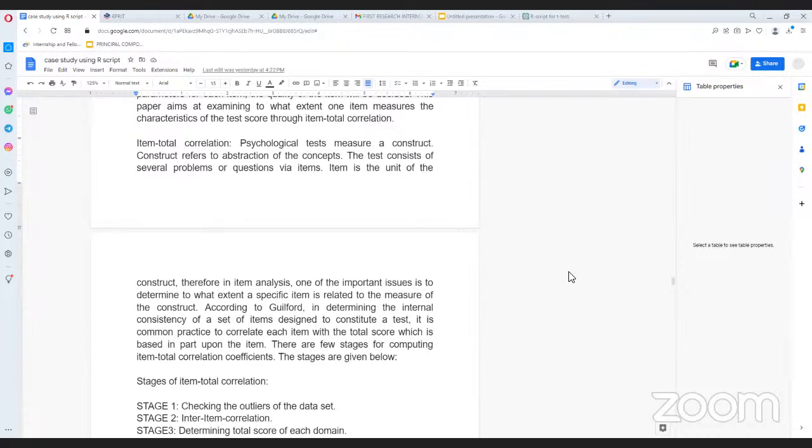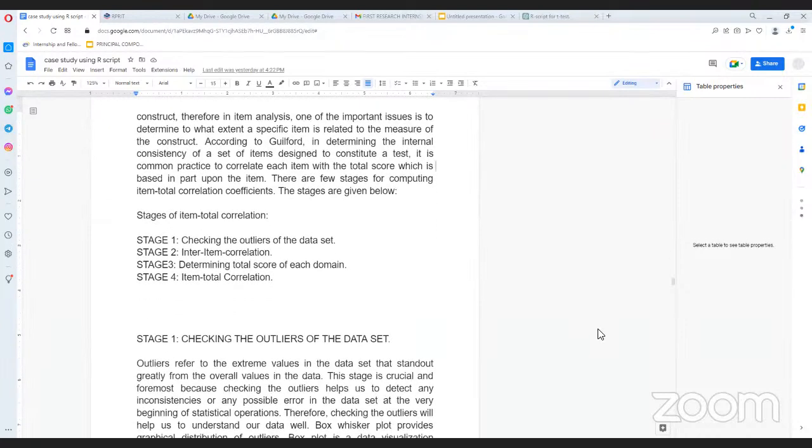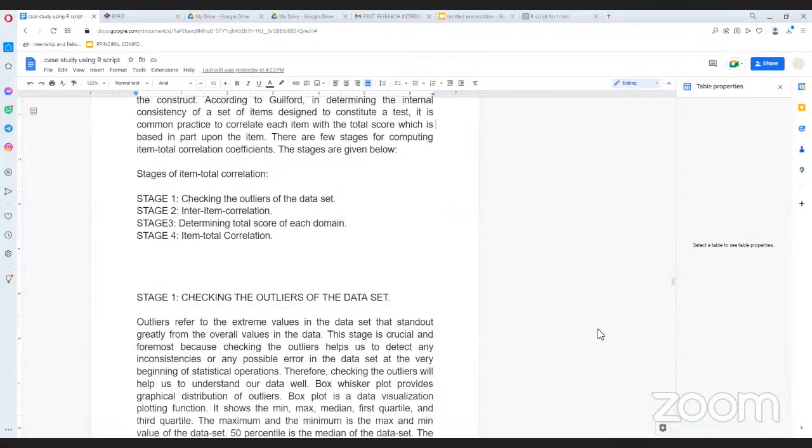There are a few stages for computing the item total correlation coefficient. The stages are given below. Stages of item total correlation. Stage 1, check the outliers of the dataset. Stage 2, inter-item correlation. Stage 3, determining the total score of each domain. Stage 4, item total correlation. Now we will study each stage in detail.